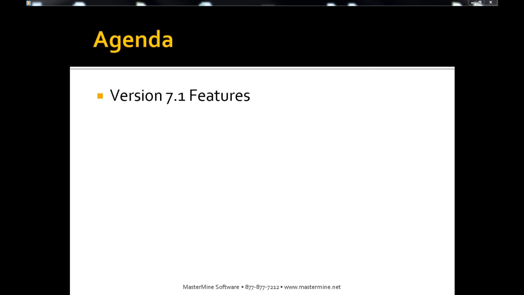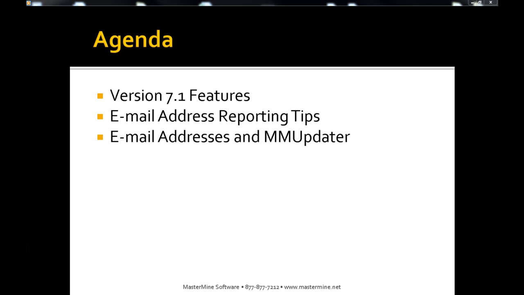So here quickly is our agenda for now. We mentioned we'll be talking about some new features in version 7.1. We will also talk about email address reporting tips, basically the best ways to get email addresses into your reports, depending upon what the purpose of the report is. We'll talk about actually updating and managing those email addresses with Updater, as well as the sort of tools that you have inside your built-in MasterMine, even if you don't have Updater, ways to manage those better.